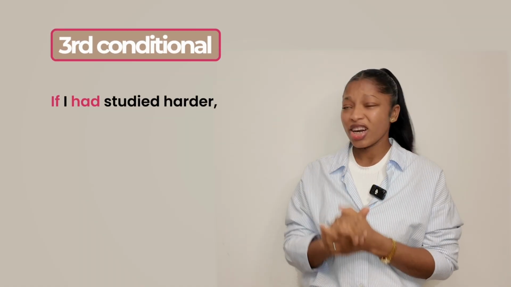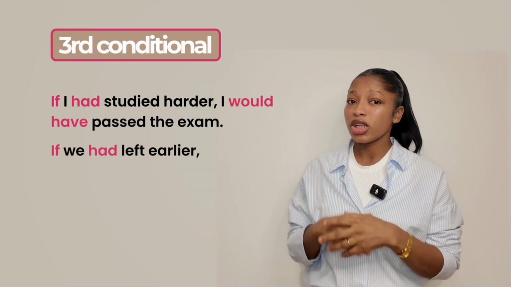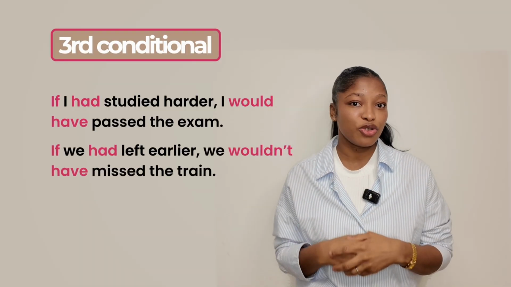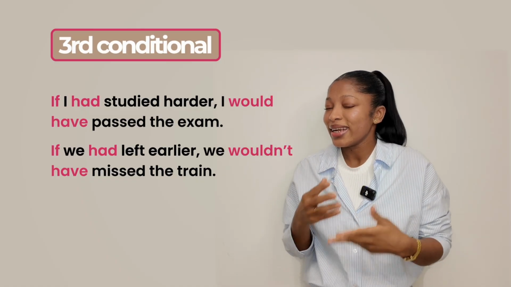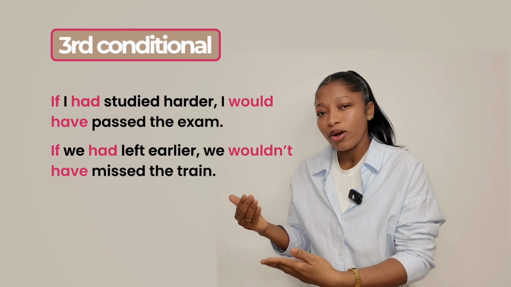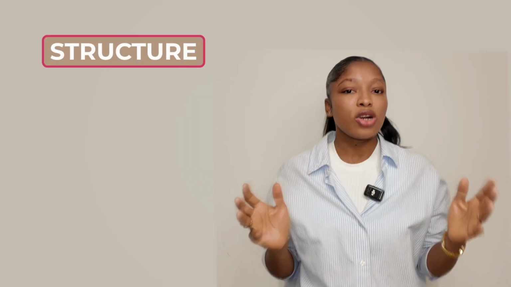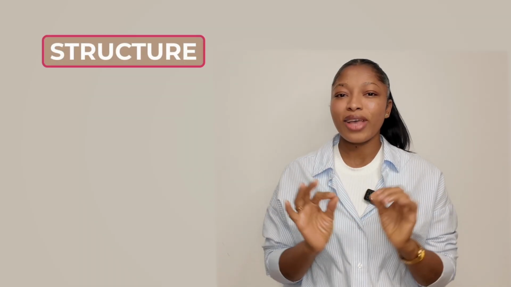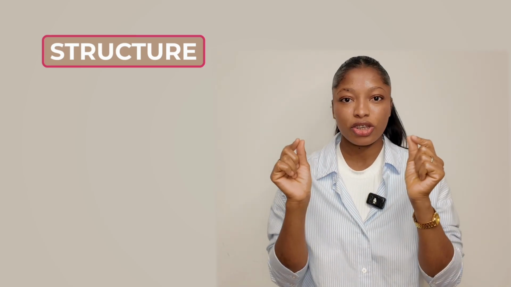If I'd studied harder, I would have passed the exam. If we had left earlier, we wouldn't have missed the train, but we did. This is about a past action that didn't happen, but at the same time, you're thinking about changing the result. Now, let's have a look at the third conditional structure. As I've said earlier, all the conditionals have two sentences, but the grammar changes.